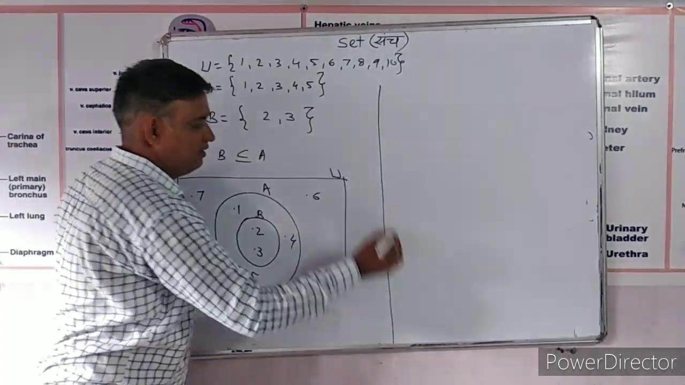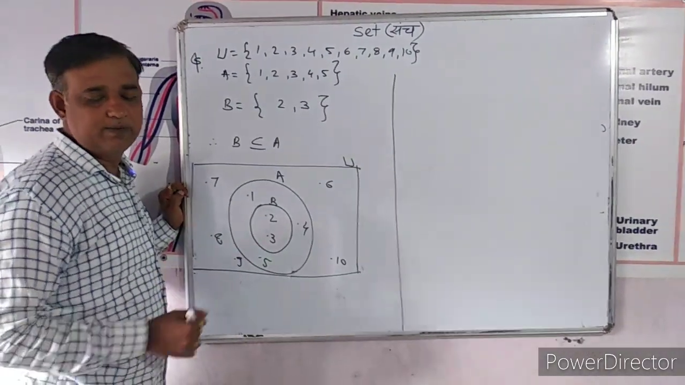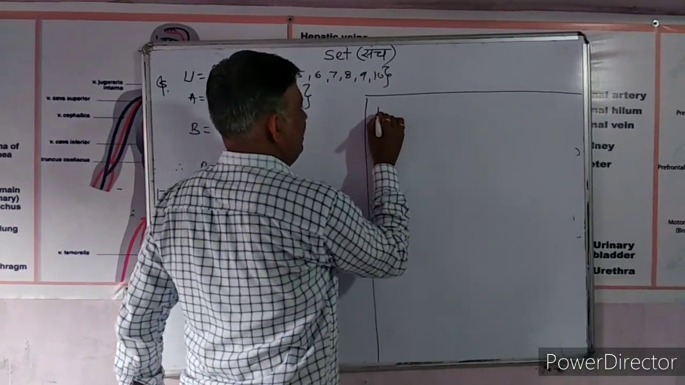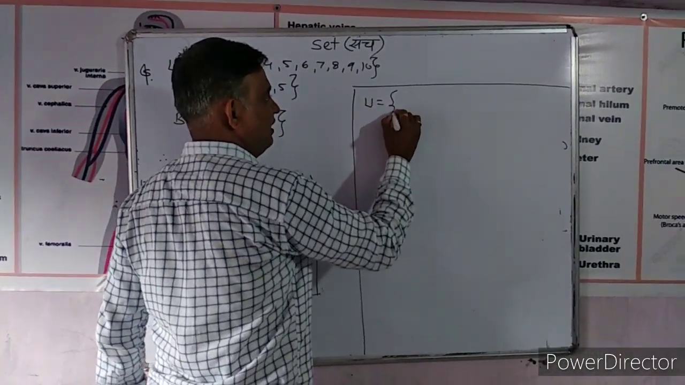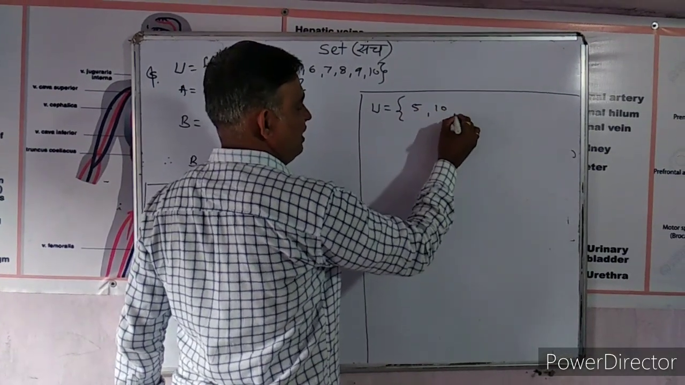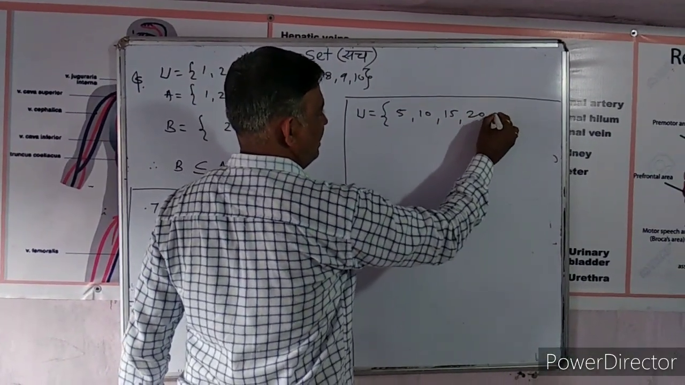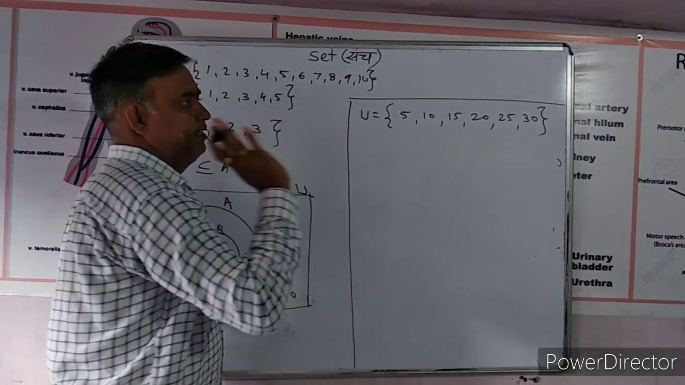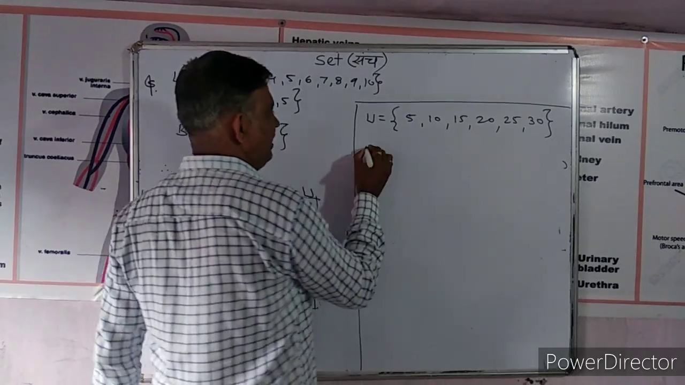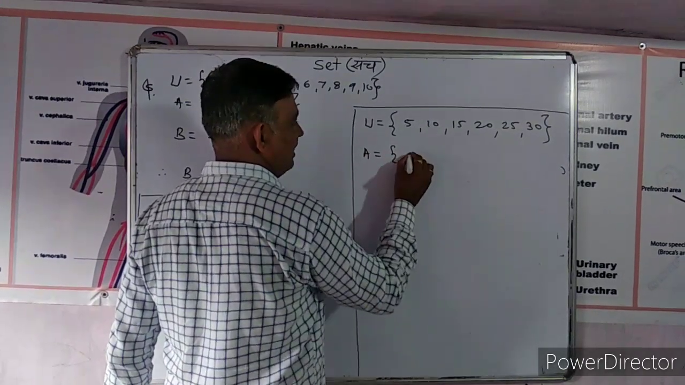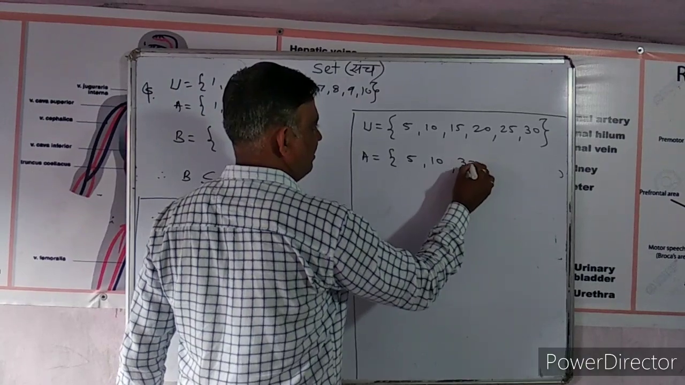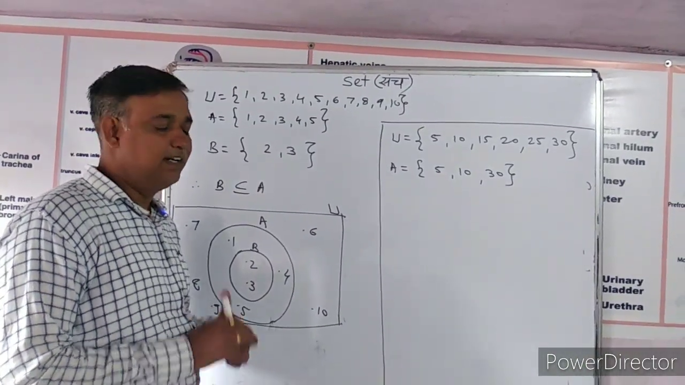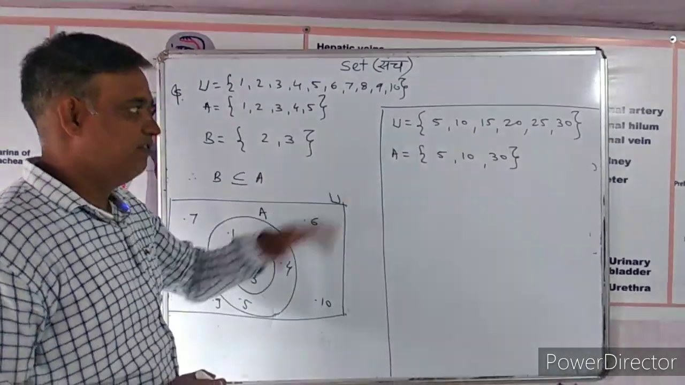Next we learn complement set, or complement of a set. If we have to show, suppose U is equal to, in curly brackets, 5, 10, 15, 20, 25, 30 is the universal set for the given set A is equal to, in curly brackets, 5, 10, 30. So what is A dash, that we learned in the last lecture? A dash is the complement of A.